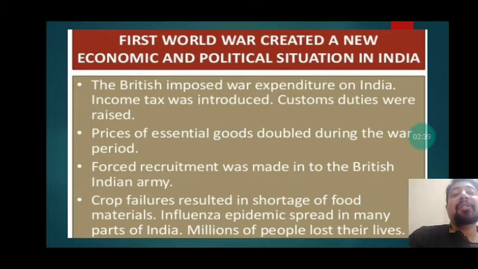Now the third, the most complicated thing, was the forced recruitment by the Britishers. Many farmers and many weavers were forcibly recruited in the British army to serve them in the war. Then there was crop failure, which resulted in the shortage of food materials. Last but not the least, there was the influenza epidemic that spread in many parts of India, and because of that, millions of people lost their lives. So what we saw here is that the first war created a very negative impact on the political and economic situation of India. Let us discuss more on this particular impact.